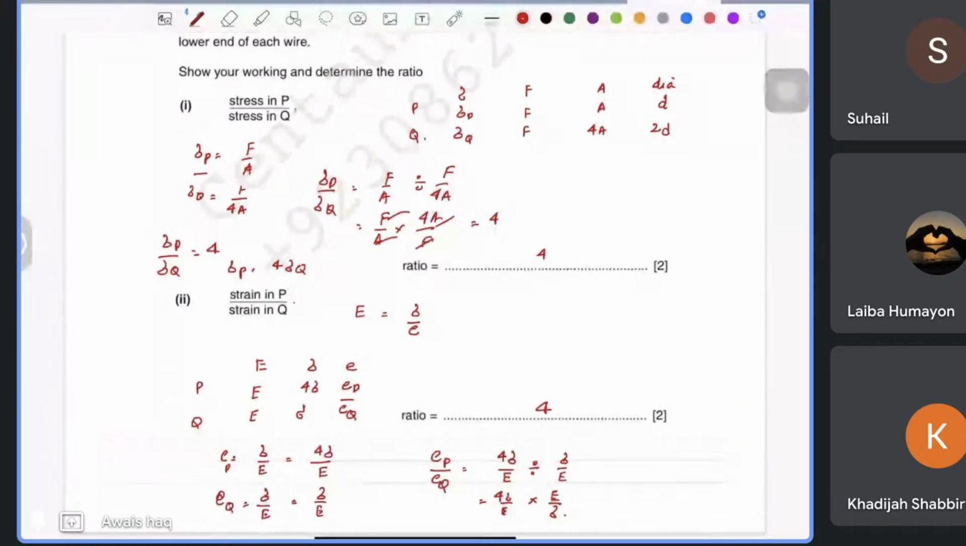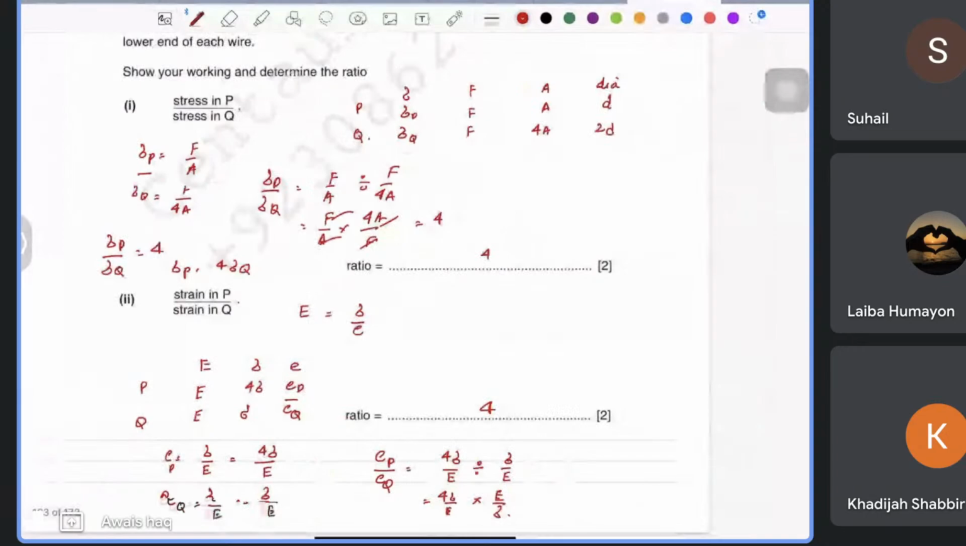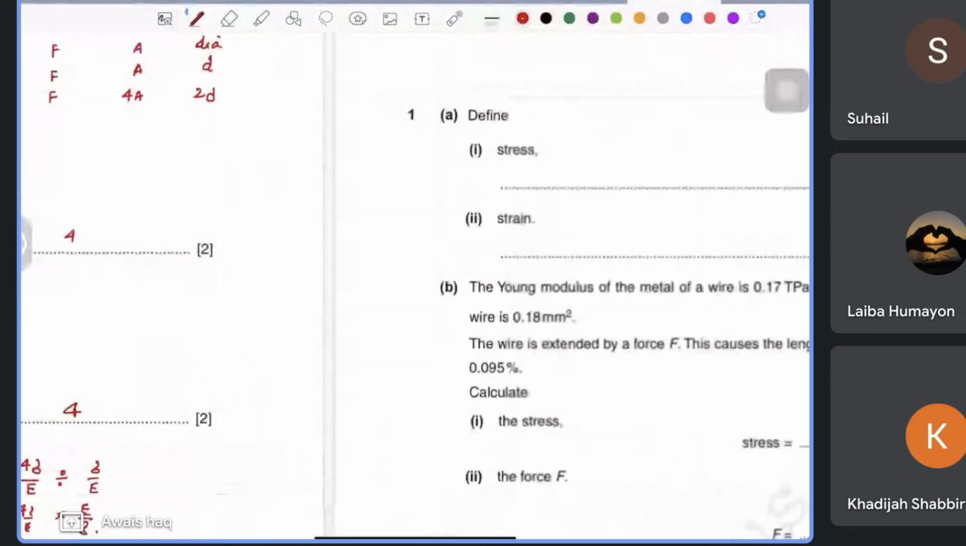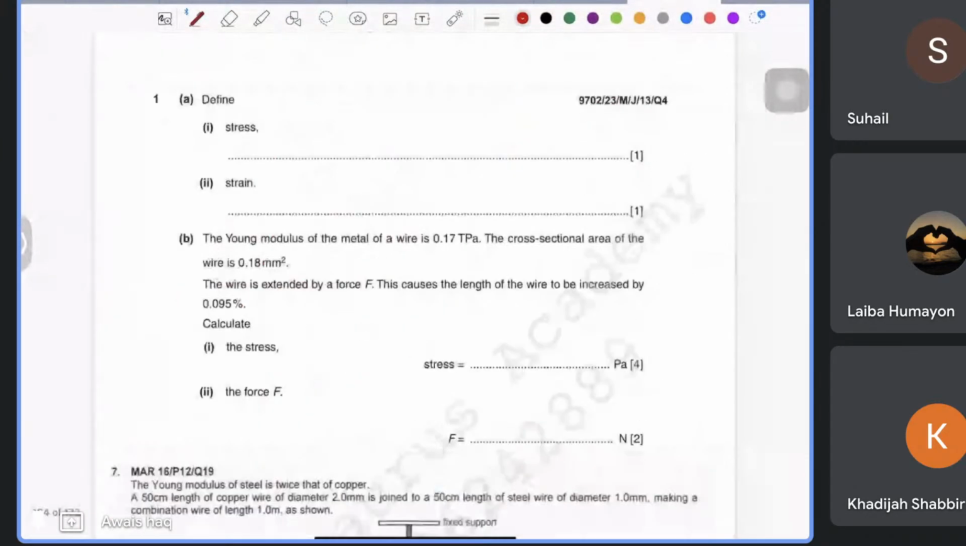So just make a table, and obviously it will help you get most of it done. Anyway, next we're going to talk about the next question. This sort of question where you will have a percentage. Stress is force over area, and strain is extension over length. You can also write change in length over length, so that's fine.